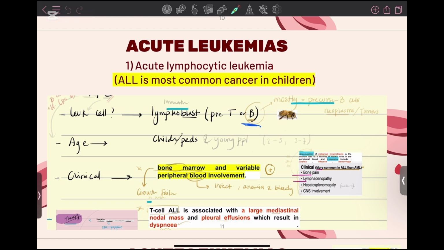Let's start off with the acute lymphocytic leukemia, ALL. How do you remember it? It's the most common cancer in children. Let's say it's ALL cancer in children.